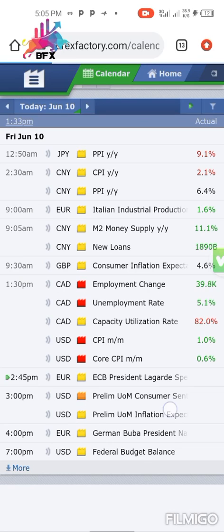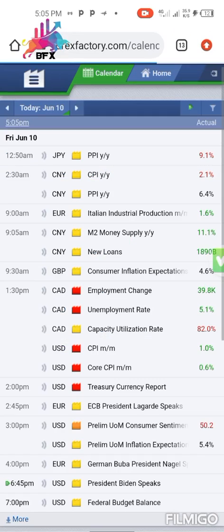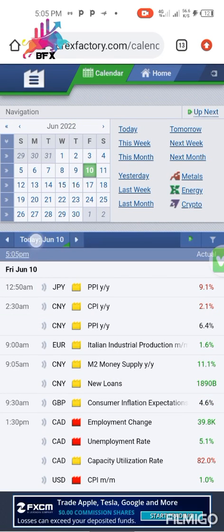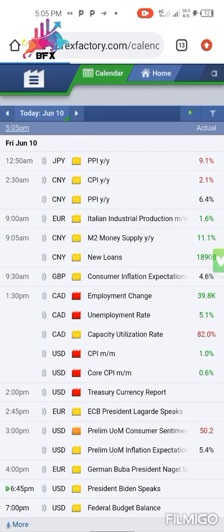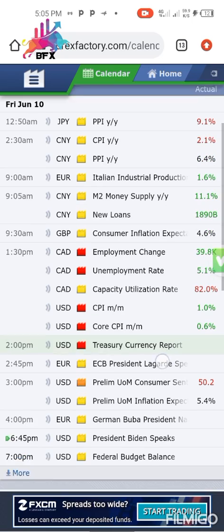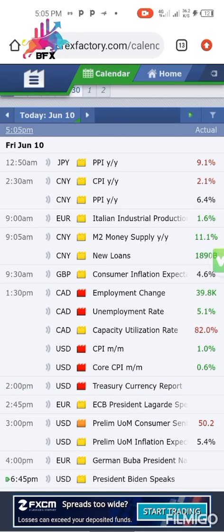Now, I'm just going to make a practical illustration based on what happened today. Remember, the date might not be set to the current date. This is the calendar year. I tap on today's date, June 10th, 2022, and it brings me this. I probably have done this in the morning earlier today before the news came out, so I will know where to position myself.